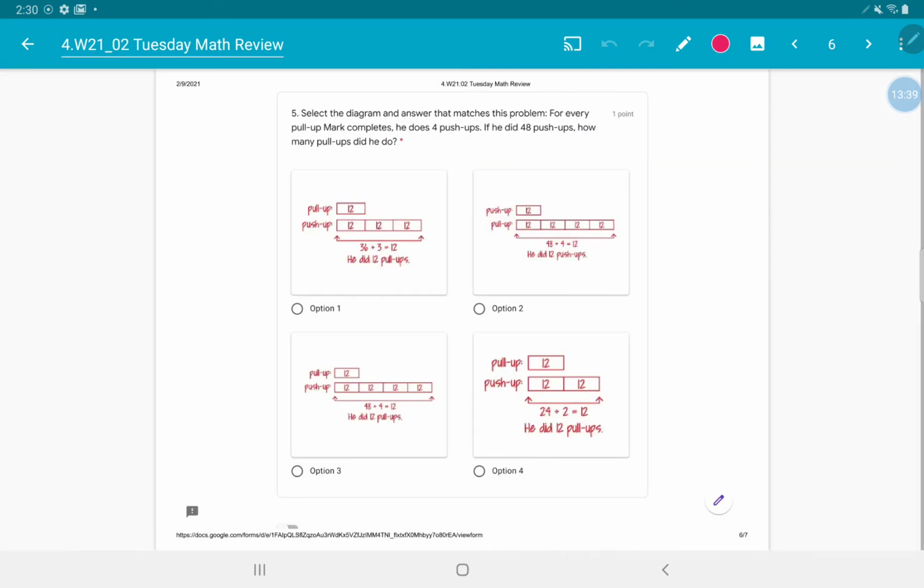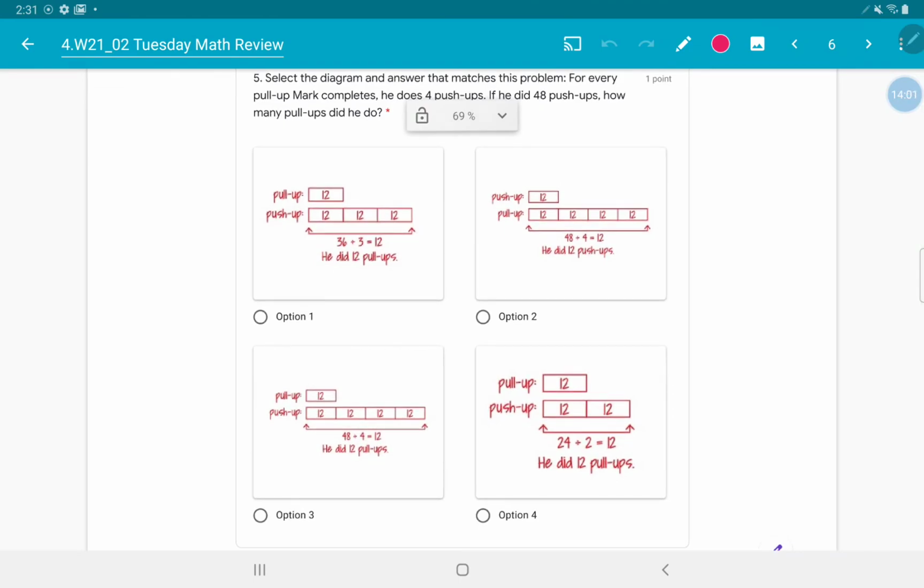All right. Number 5. We're looking for the model and equation that matches the problem. For every pull-up Mark completes, he does 4 push-ups. If he did 48 push-ups, how many pull-ups did he do? So for every pull-up he completes, every is going to mean 1. For every 1 pull-up, how many push-ups does he do? 4. 1 pull-up is going to equal 4 push-ups. And it says if he did 48 push-ups, how many pull-ups did he do?